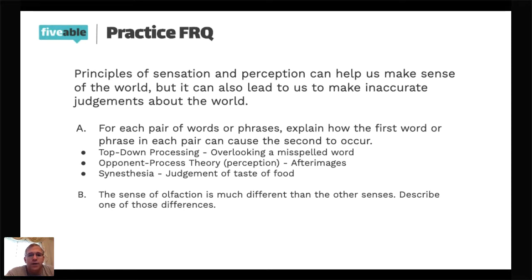So if you said something along the lines of, well, the opponent process theory, if you look at a green light for a certain amount of time and then you look away from it, you might see red and might say, oh, I'm seeing red, when in fact there is no red there. You're seeing the afterimage. And that's how you might apply opponent process theory to the creation of afterimages.